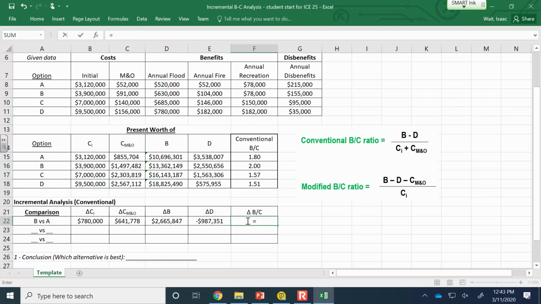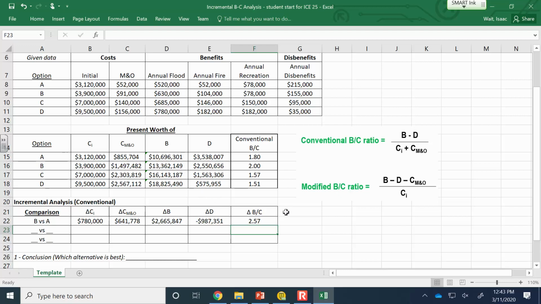So benefits minus disbenefits divided by the sum of the costs tells me 2.57. Now that's not $2.57. That's not what that means.